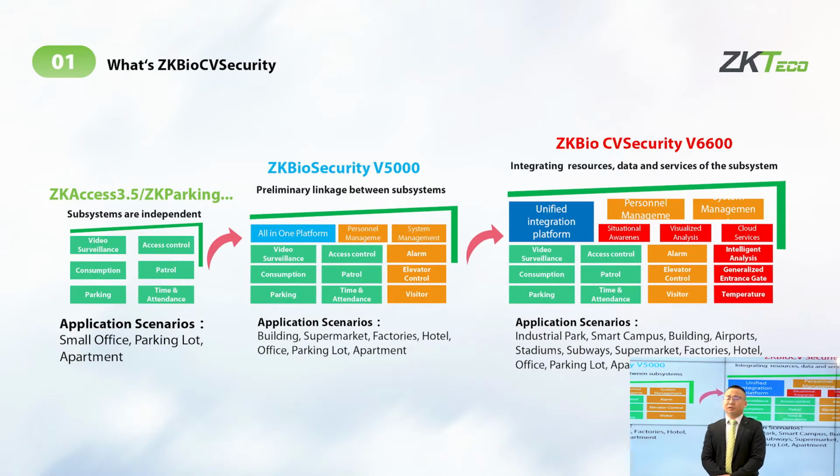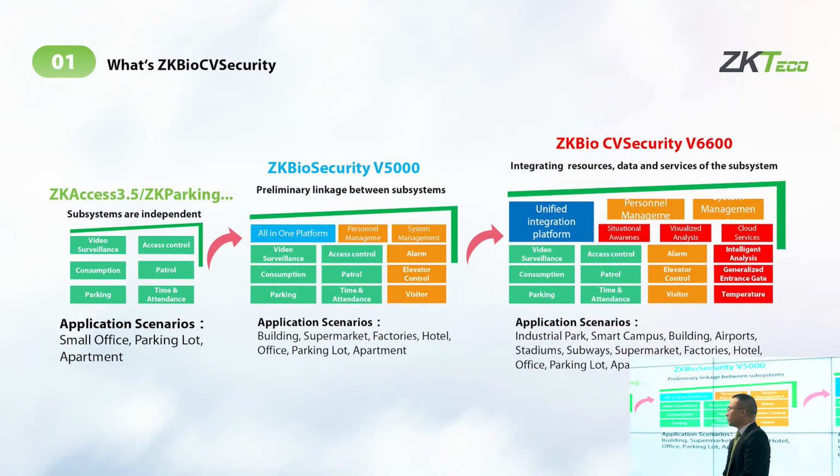Okay. This diagram is very interesting. It shows ZKTeco's security platform, all the integration and upgrading step by step, year by year. The first generation we call the Security 1.0 version. Everybody knows ZKBio Access 3.5, ZKBio Access, and also ZK Parking. The software just had a single module or two modules, like time attendance with access control, and also just a single parking module.